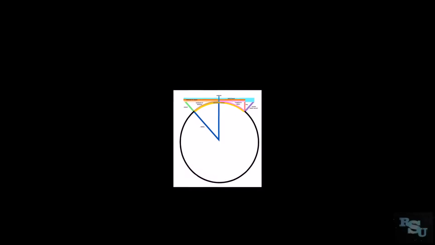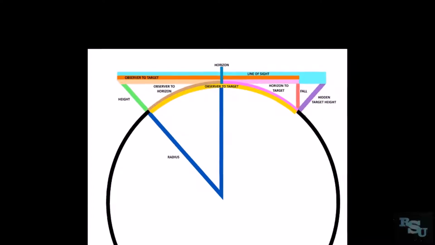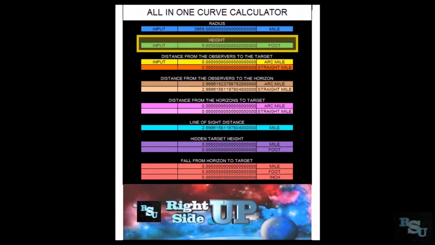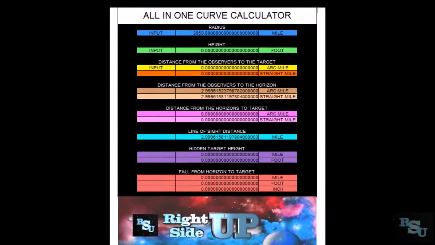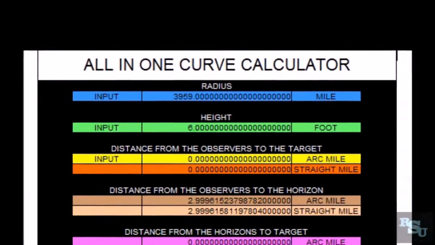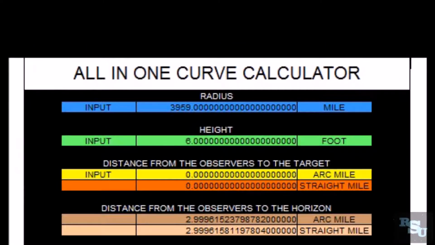There are several point-to-point measurements that can be determined when scoping the horizon for curvature, and some of these results are sometimes misinterpreted. This is the diagram that I created to accompany my all-in-one curve calculator. Each band of color represents a point-to-point measurement that is determined by the input of any or all of three measurements: the radius, the height, and the distance to the target. For the purpose of the Earth's curvature, the radius is set at 3,959 miles. But remember that in this calculator, the radius is able to be changed.